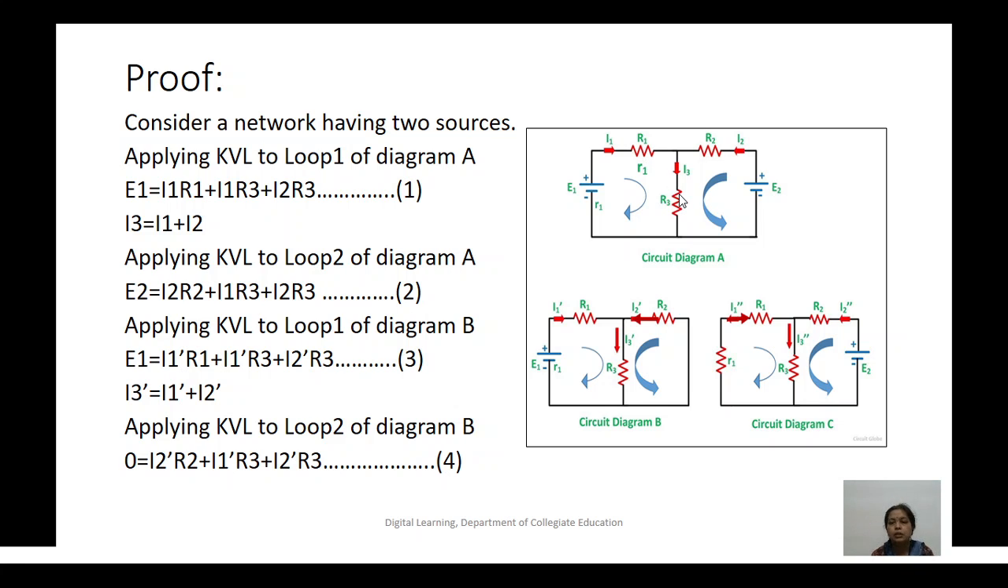So I3 is I1 plus I2. So instead of writing I3, we can write I1 R3 plus I2 R3. So that is equation 1. So similarly, apply KVL to loop 2.